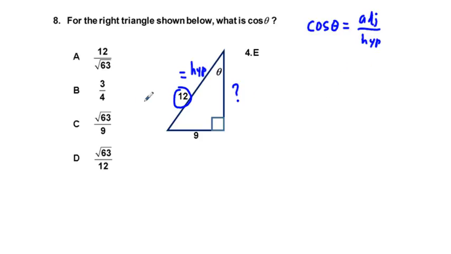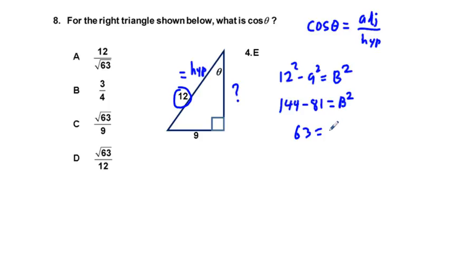So to find that, we take the version of the Pythagorean theorem that solves for this, and that's going to be c squared minus a squared equals b squared. And so that's going to be 12 squared is 144, and 9 squared is 81, equals b squared. And so we have 63 equals b squared. So therefore, taking the square root of both sides, b is equal to square root of 63. And so square root of 63 goes here on the right side, which is our adjacent side.